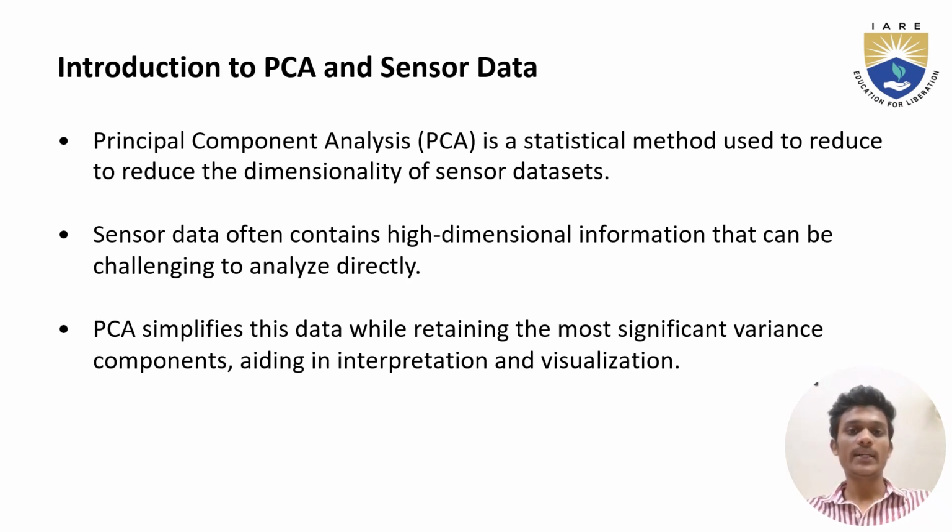Introduction to PCA and sensor data. Principal component analysis (PCA) is a statistical method used to reduce the dimensionality of sensor data sets. Sensor data often contains high dimensional information that can be challenging to analyze directly. PCA simplifies this data while retaining the most significant variance components, aiding interpretation and visualization. This is the introduction to PCA and sensor data.